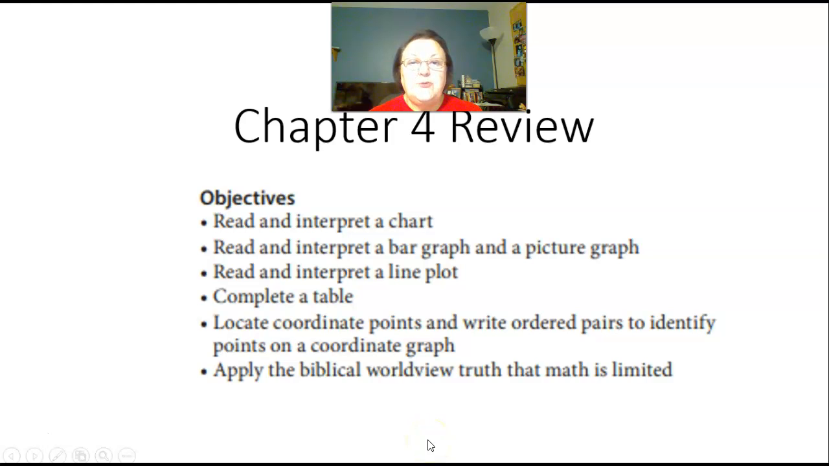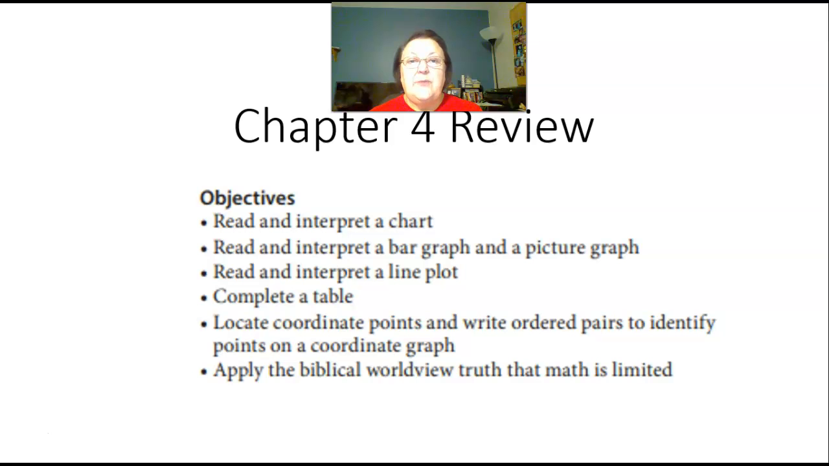So what we want to review and what we have learned so far in this chapter is to read and interpret a chart, to read and interpret a bar graph and a picture graph, to read and interpret a line plot, how to complete a table and locate coordinate points and write ordered pairs to identify points on a coordinate graph, and then to apply the biblical worldview truth that math is limited.